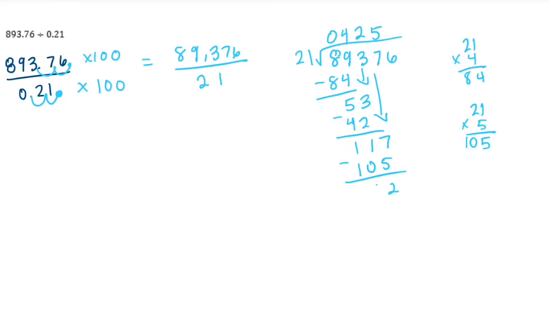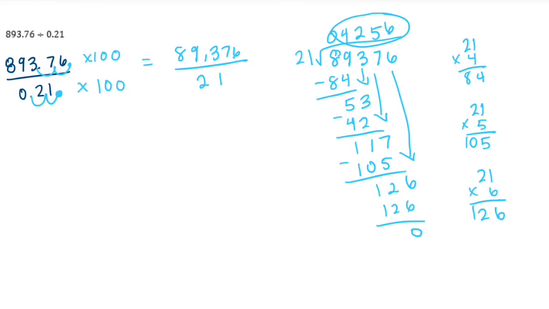We subtract, get 12, bring down the 6. Let's try 21 times 6. 6 times 1 is 6, 6 times 2 is 12, 126. So it can go in 6 times. We get 4,256. So 89,376 divided by 21 was equal to 4,256. Let's check that.